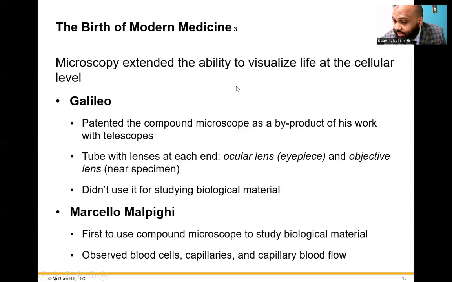Then we talked about this in lab, and that is when there were developments in the microscope, and the microscope really helped us learn. And what happened was Galileo. Galileo was so concerned with what? We said in lab that Galileo was concerned with what?